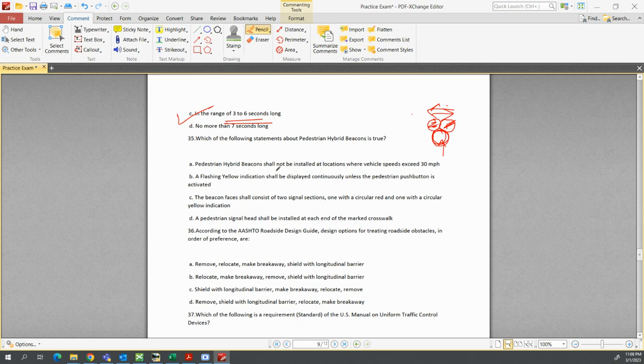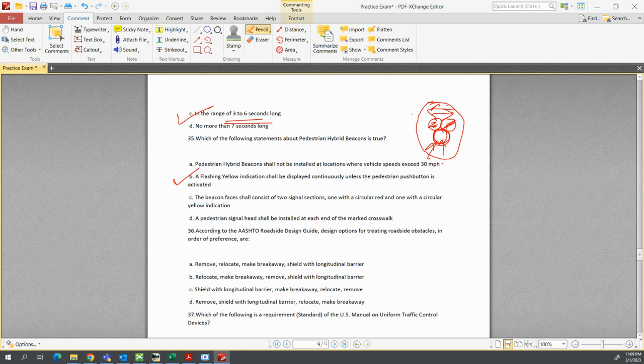Which of the following statements about pedestrian hybrid beacons is true? Let's see. Pedestrian hybrid beacons shall not be installed at locations where vehicle speeds exceed 30 miles per hour. Not true. It can be installed. A flashing yellow indication shall be displayed continuously unless the pedestrian push button is activated. Yes, this is true. The reason is there are pedestrians for sure, that's why it has been installed, but it's not like there is a continuous flow of pedestrians. So until and unless there is a pedestrian, this flashing yellow will always be there. So this is true.